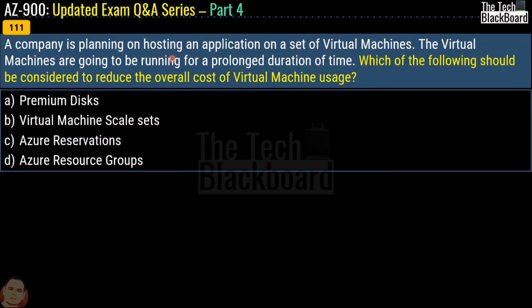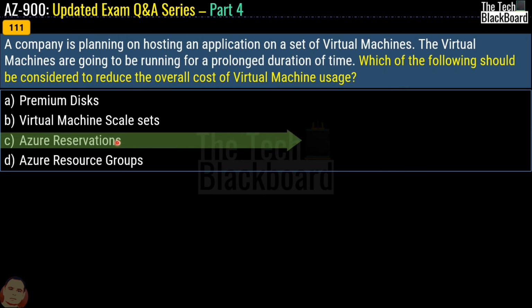Now let's read question number 111. The question says a company is planning on hosting an application on a set of virtual machines. The virtual machines are going to be running for a prolonged duration of time. Which of the following should be considered to reduce overall cost of virtual machine usage? Your options are premium disk, virtual machine scale set, the third option is Azure reservation, and the last one is Azure resource group. The correct answer for this question is option C, Azure reservation.